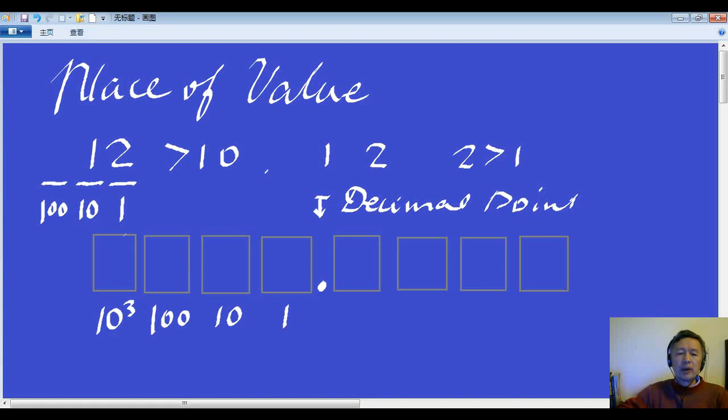Now if you put a proper number, say 2019, we just put it here. So how can we read that? The 2 here represents 2000. And the 0, of course, in this case means there is no value. So no value in this place, no value in this place.